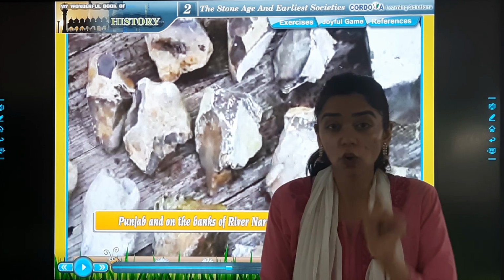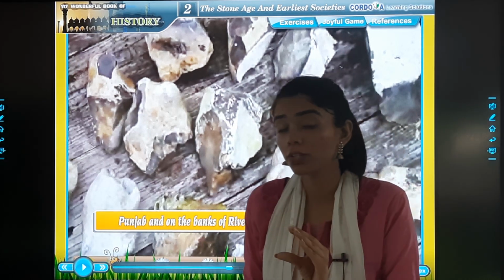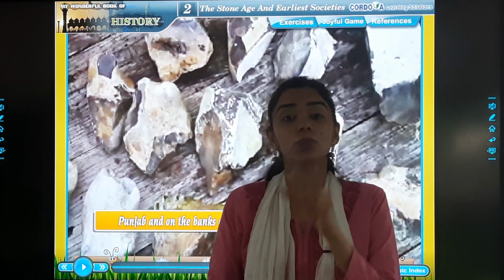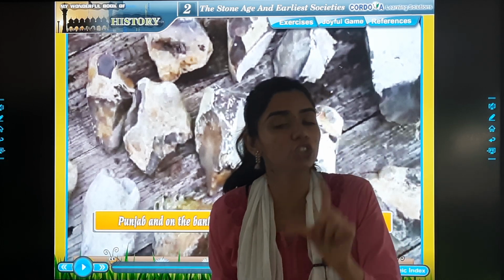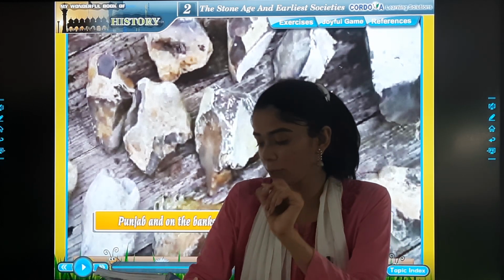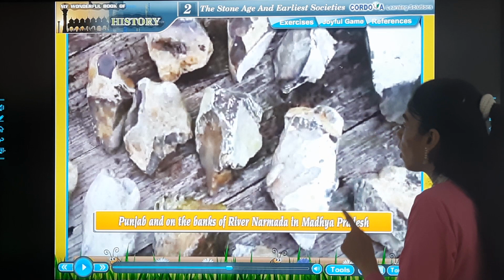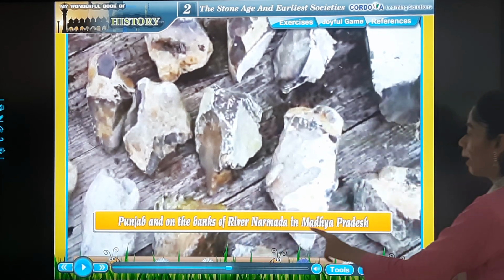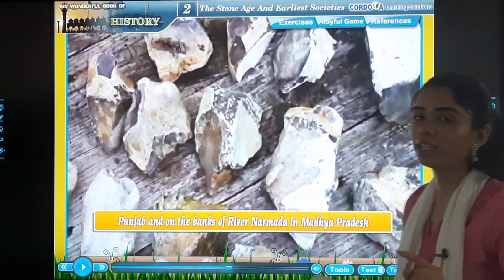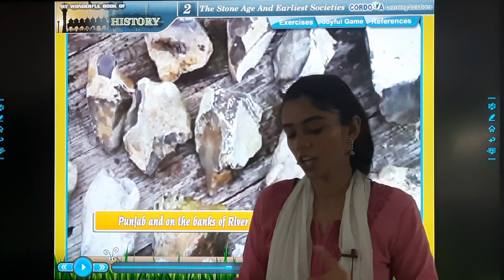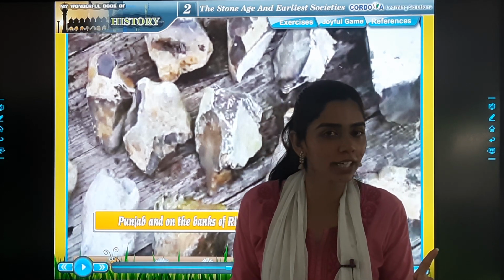That is, in the Lower Paleolithic Age, what was the tool used? And it was known as what? It was choppers. What did they call them? They called them choppers. And it was found in Punjab and on the banks of the river Narmada in Madhya Pradesh. So this was your Lower Paleolithic Age.